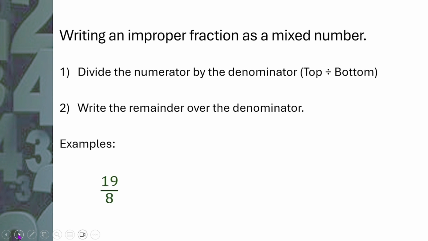Example, 19 over 8. 8 will go into 19 twice. But 2 times 8 is 16. This means we have a remainder of 3. So 2, remainder 3. Remember, we take the 8, it becomes the bottom of our new fraction. So it's 2 and 3 over 8.